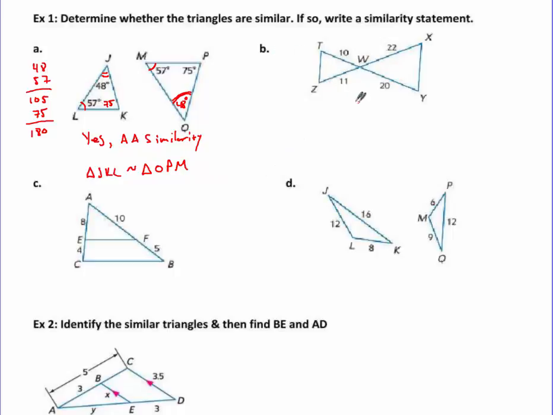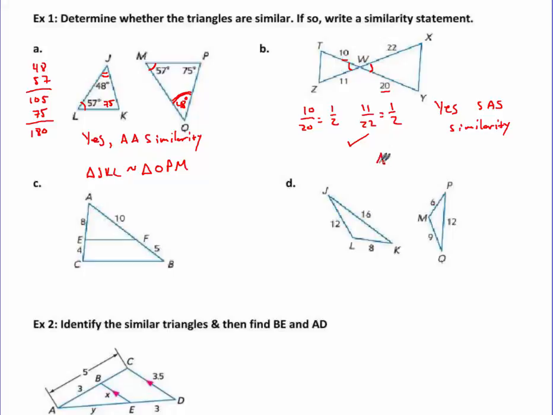All right, come over here to example B. So right away I see that I have two angles here that are congruent. So if I could show that my sides are proportional to each other, I'd be good to go. And see right here, 10 and 20 is 1/2, and then 11 and 22 is also 1/2. So my side lengths are proportional. The angle between them is congruent. So yes, these are similar, and they have side angle side similarity.